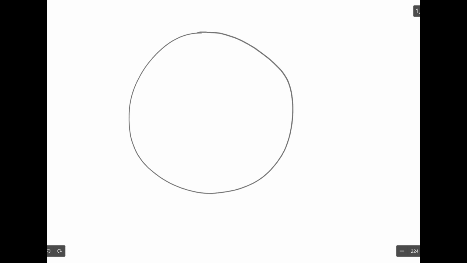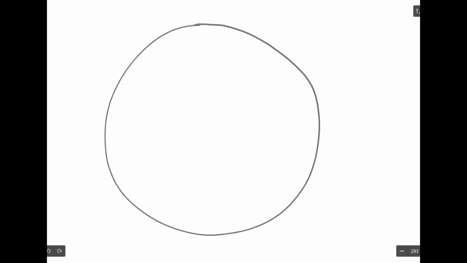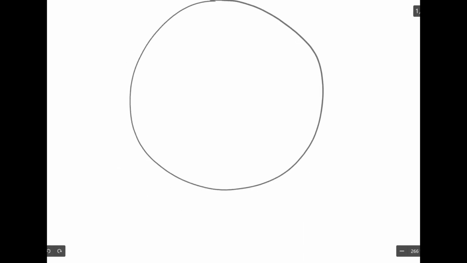All right. So I'm going to draw a circle. Oh my gosh. So I'm redoing the circle. Okay. So let's label this in terms of, so we're going to use our special triangles.